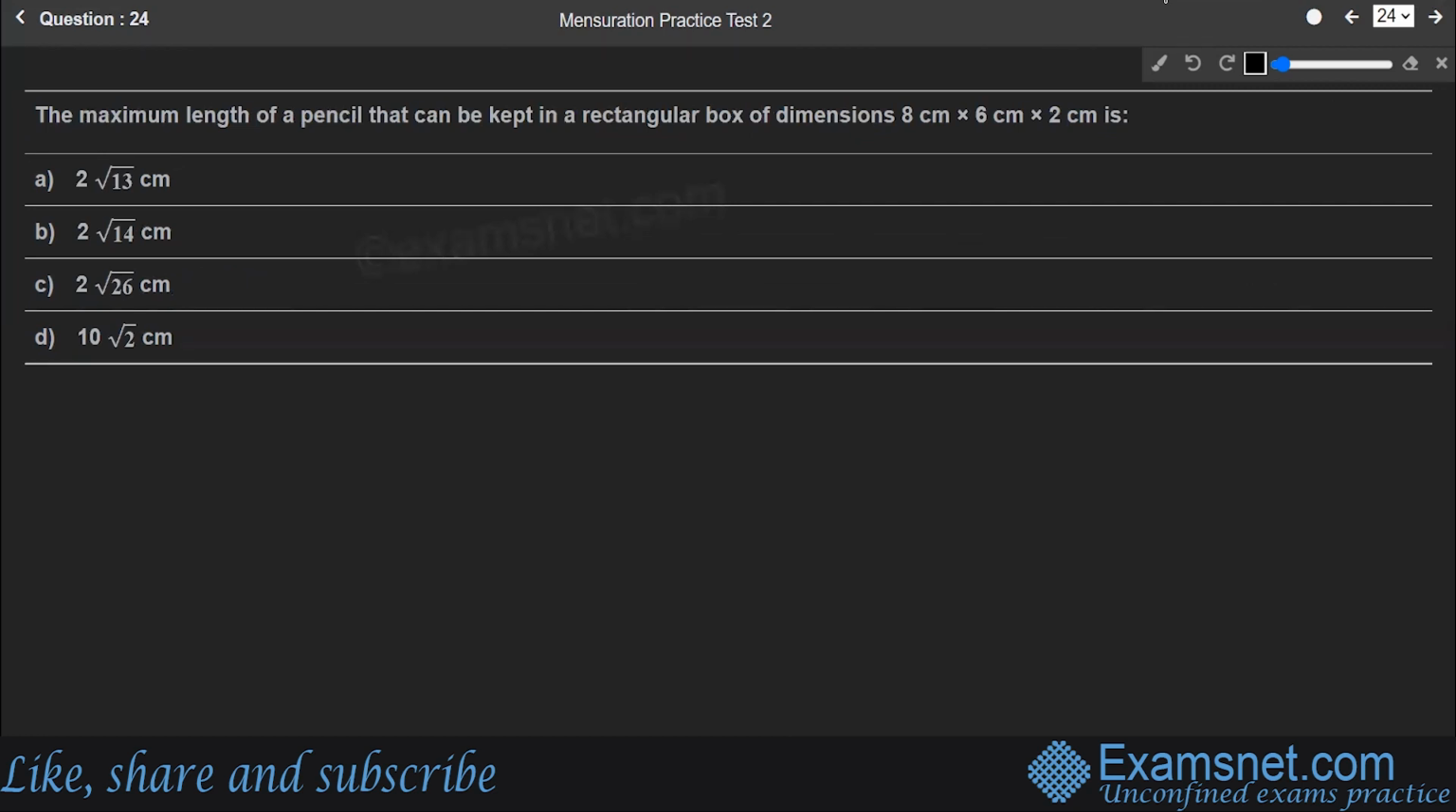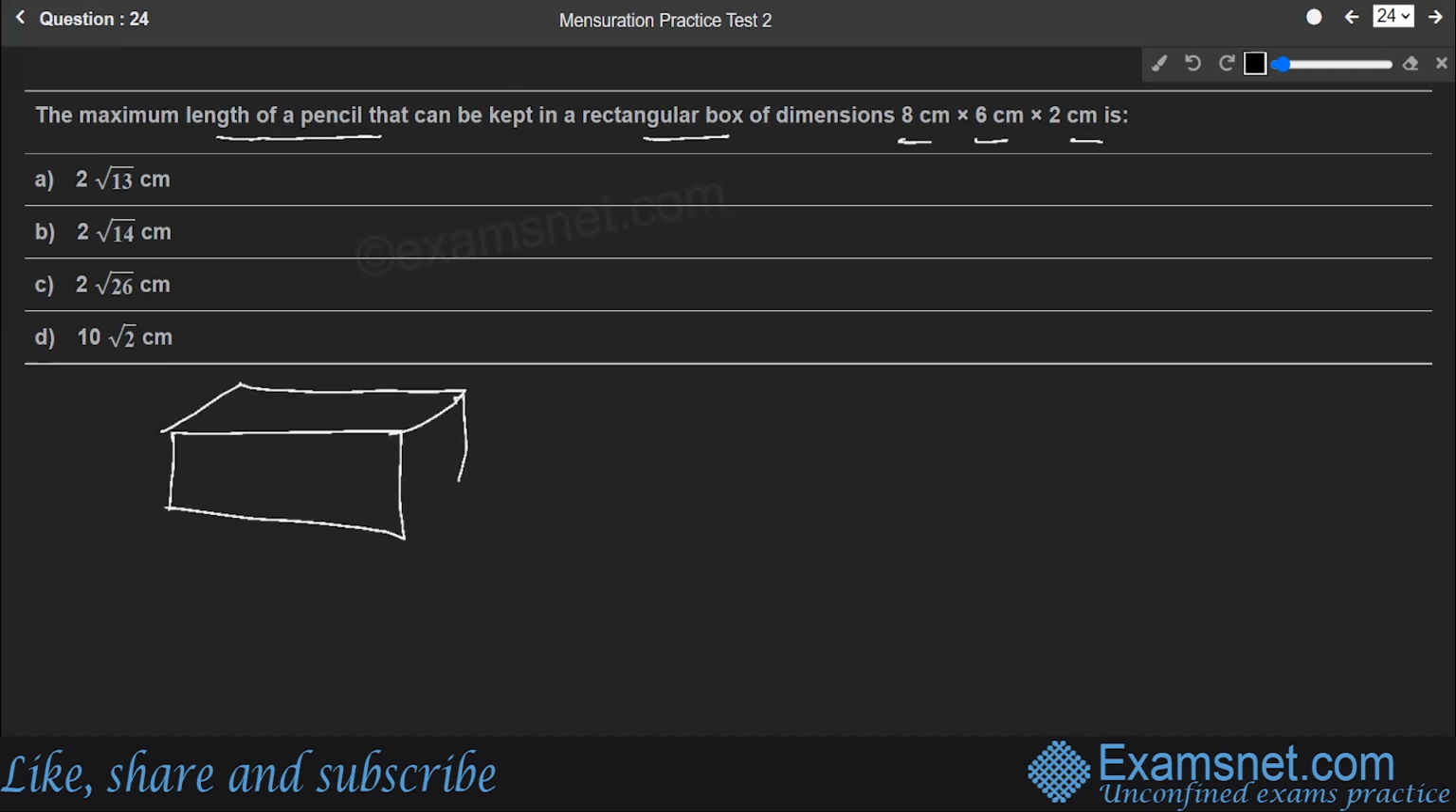Now, the maximum length of a pencil that can be kept in a rectangular box of dimension 8, 6 and 2 centimeter is. So there is a rectangular box. This is how a rectangular box looks like. The shape is rectangular, but actually it is a cuboid. That's why the dimensions are 3 in number, L, B and H. So L, B and H, these are the 3 dimensions looking like that.